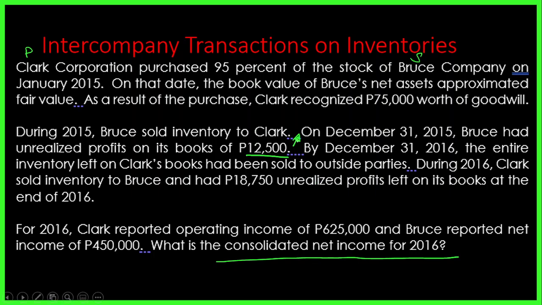During 2016, Clark sold inventory to Bruce. Okay, so Clark, the parent, selling to Bruce, the subsidiary. This one is a downstream sale naman. It had 18,750 unrealized profits. Okay, so binigay na rin sa atin. You don't have to compute. So what is now the CNI? We need this 625 for the parent and subsidiary, which is 450.